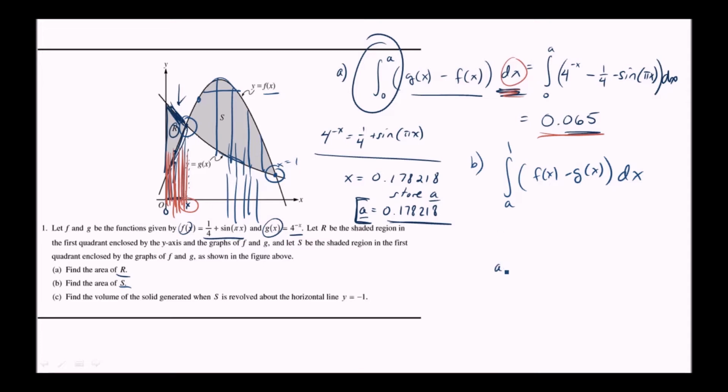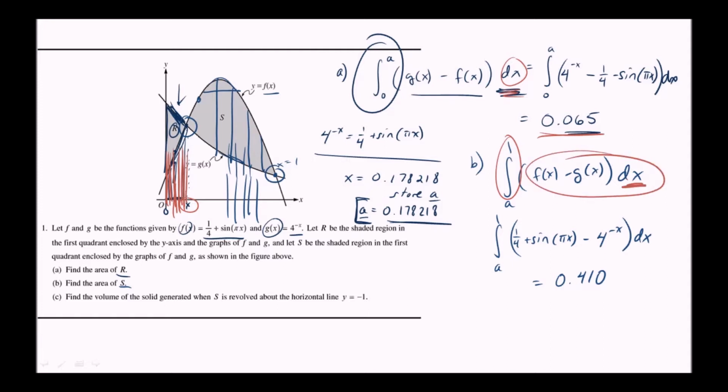So for B, again, area is from a to 1 of f of x, which is 1/4 plus sine of pi x, minus g of x, which is 4 to the negative x, dx. Utilizing our graphing calculator, we find that we get a value of 0.410. Scoring goes along the same lines as part A: bounds or limits, the integrand including the correct dx or dy, and finally the answer. So with A and B combined, we're at a total of 6 points.